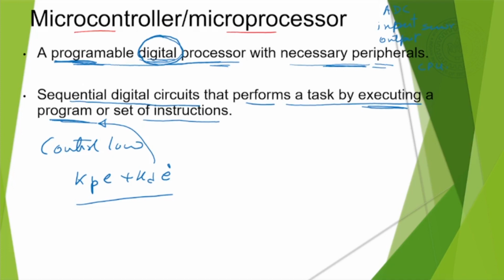So it's a digital circuit that performs a task. What is the task in our case? To move the motor by executing a program or a set of instructions. This is a very general definition. Our focus is only on robotics, so I'm taking the focus only on robotics now. So it's a digital circuit that performs a task by executing a program or a set of instructions.